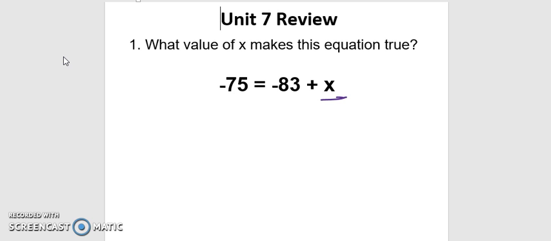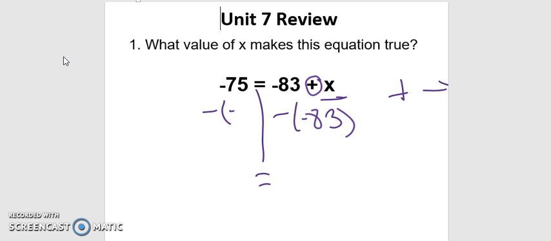Then we have to identify the operation that is happening with the variable, which is add. The inverse of add is subtract, so we're going to subtract from both sides of the equation. I'm going to subtract negative 83.